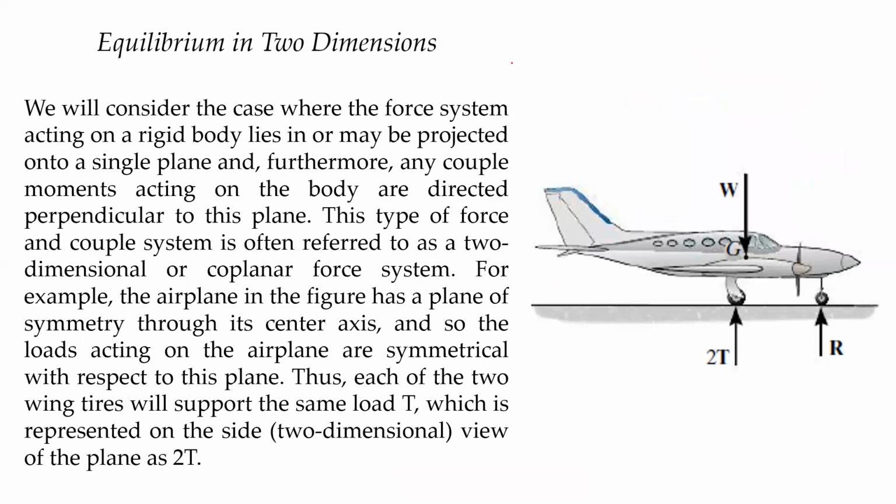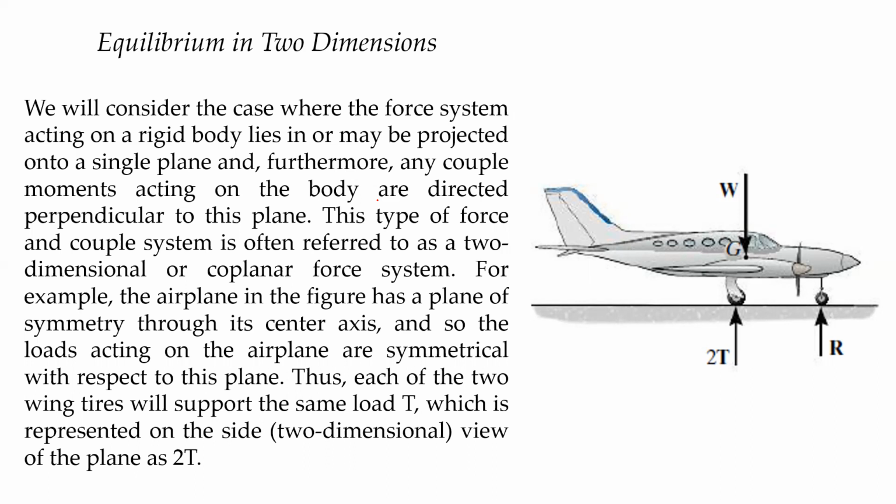Okay, so let us take this for example. We will consider a case where the force system acting on a rigid body lies in, or may be projected on, a single plane. Furthermore, any couple moments acting on the body are directed perpendicular to this plane. This type of force and couple system is often referred to as a two-dimensional or coplanar force system. For this topic, we will focus first on equilibrium in two dimensions.